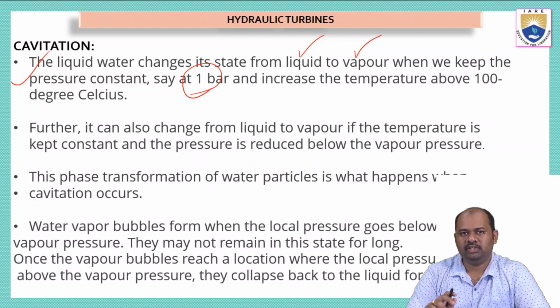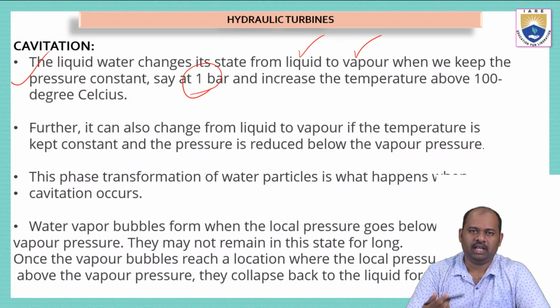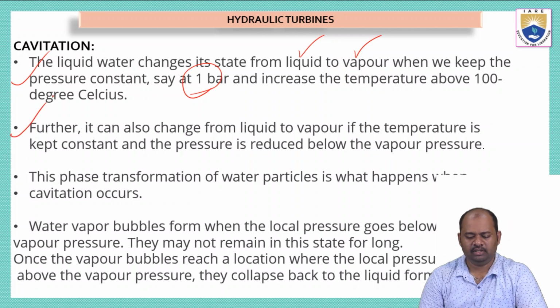Due to this rapid bubble formation and rapid collapse of the bubbles, cavitation is caused. They increase the pressure at a particular area instantly to a large value in a very small span of time. Further, water can also change from liquid to vapor if the temperature is kept constant and the pressure is reduced below the vapor pressure. So there is another condition where we can see the formation of vapor.